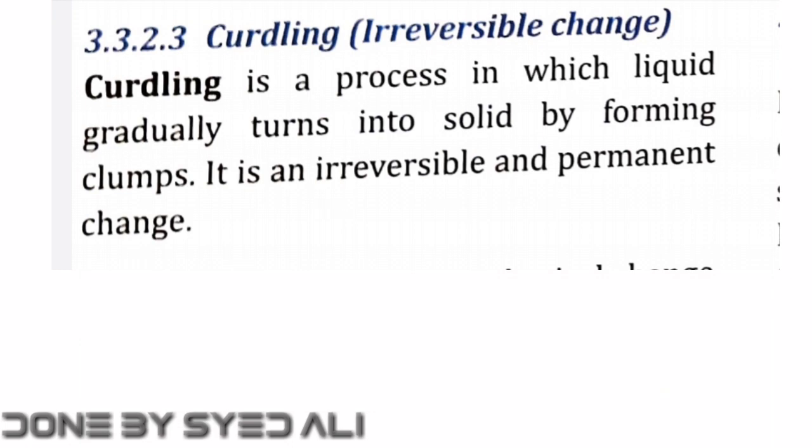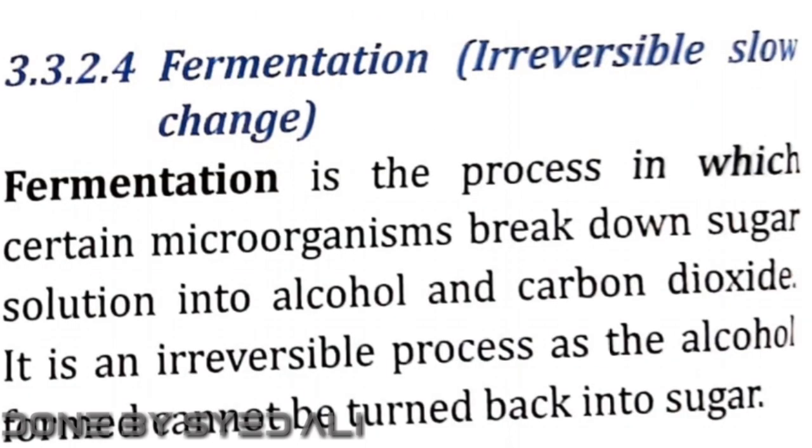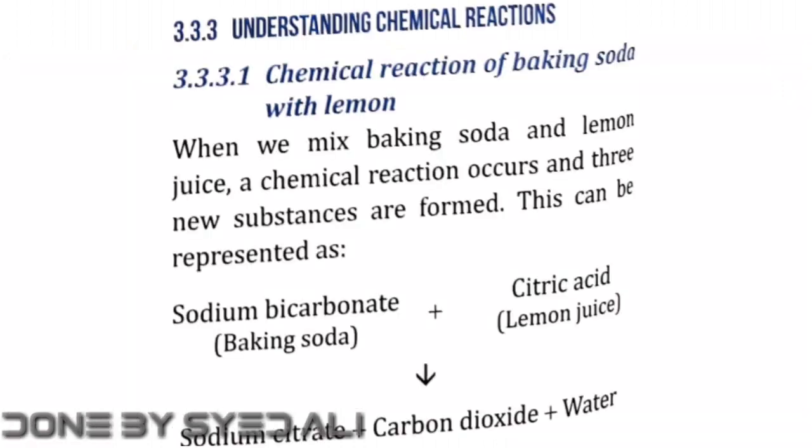The next one is curdling. It is also an irreversible change. Curdling is a process in which liquid gradually turns into solid by forming clumps. It is an irreversible and permanent change. The next one is fermentation. It is also irreversible but it is a slow change. Fermentation is the process in which certain microorganisms break down sugar solution into alcohol and carbon dioxide. It is an irreversible process as the alcohol formed cannot be turned back into sugar.